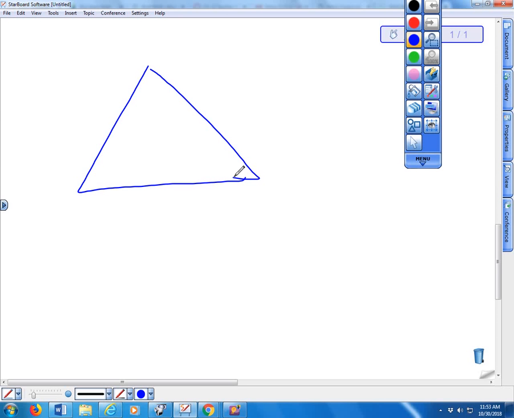How many perpendicular bisectors are there in a triangle? 3. Someone tell me what a perpendicular bisector is. It's got 2 features. What's that? Okay, they'll cross at the midpoint at a 90-degree angle.